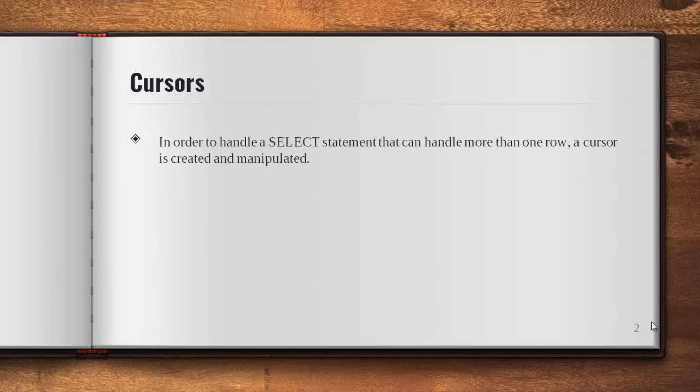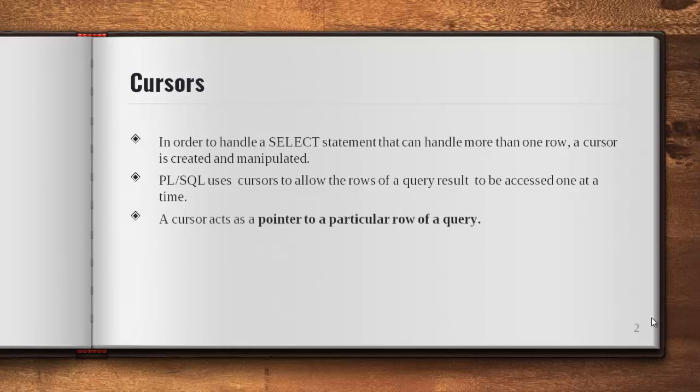So how to create a cursor and how to manipulate it in order to select the records from the table. PLSQL uses cursors to allow the rows of a query to be accessed one at a time. So using this cursor, PLSQL allows us to access the records in the table one at a time. At a time, a cursor can point to only one particular record in a table. And a cursor acts as a pointer. This is what I've said just now. Cursor acts as a pointer to a particular row of a query. So in your table, you'll have any number of records, and in order to identify one particular record, we can use this cursor.